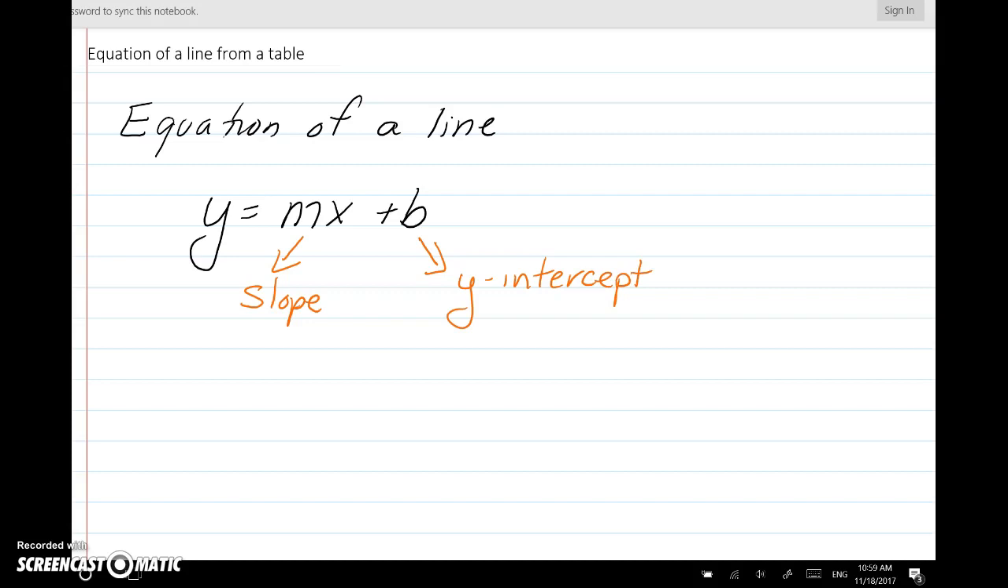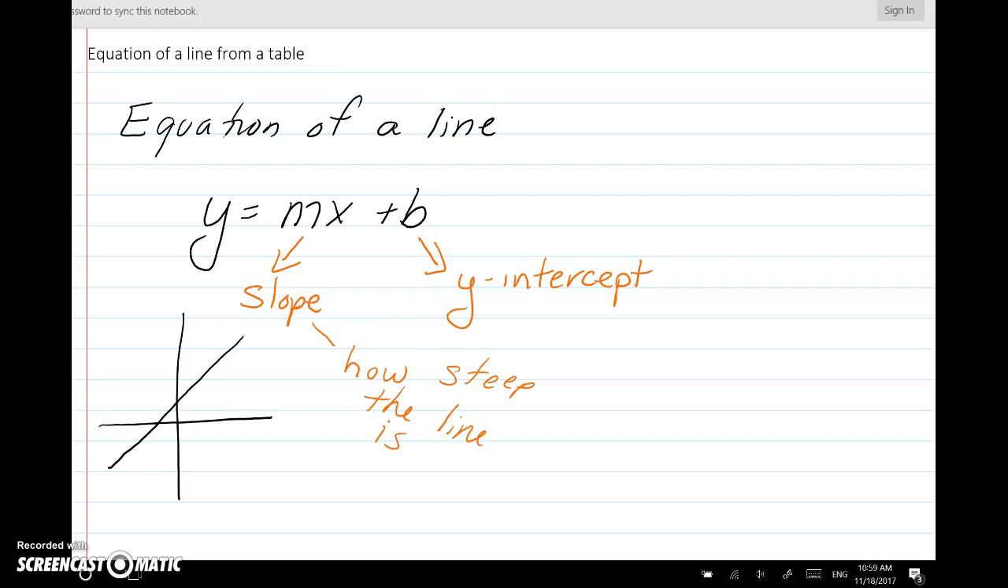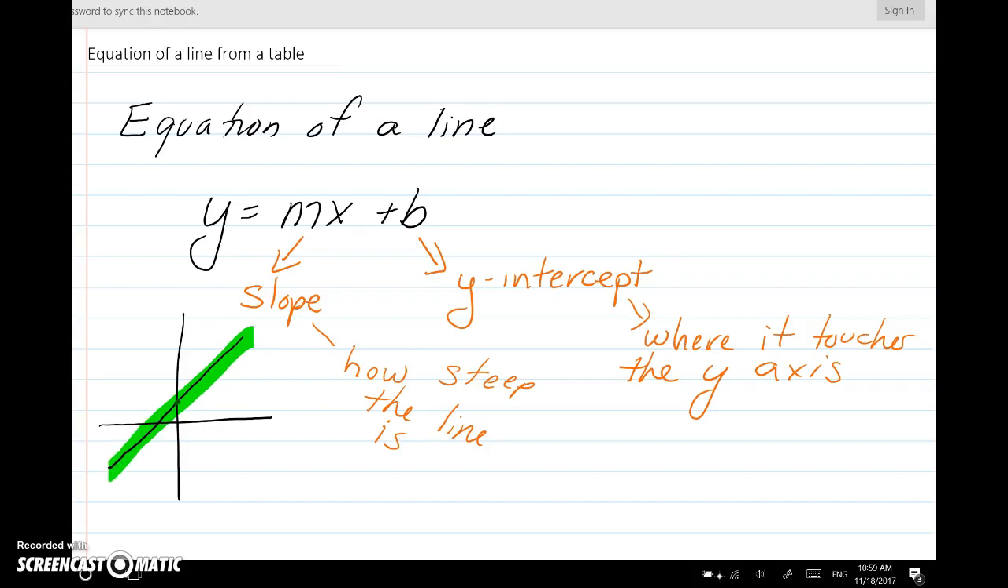And remember, when we're talking about slope and y-intercept, if we have a graph, my slope is how steep the line is, and the y-intercept, so the slope is the steepness of this line, and my y-intercept is where it touches the y-axis. And the line we're talking about is this line here.